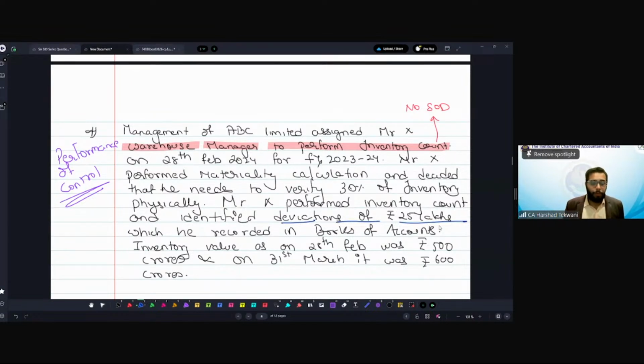I'll tell you. Second problem. The second problem lies in the date of the count, which is 28th Feb for FY 23-24. Inventory is an account balance. You need to have comfort on the balance as of 31st March, which is 600 crores. But on the 28th Feb, it has a balance of 500 crores. By performing the count, I can get comfort on 500 crores, but not on the 600 crores. So I have to perform some additional procedures which are missing in this case.